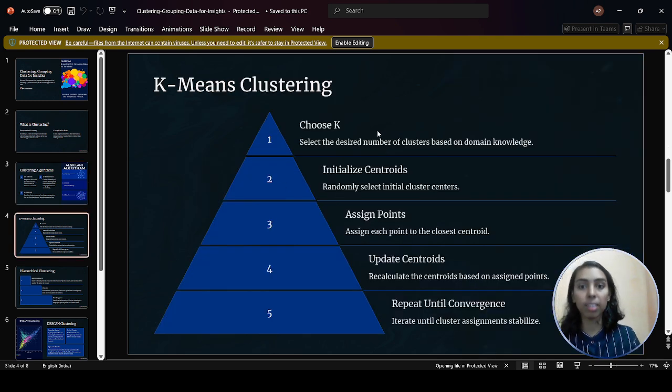Then what is k-means clustering? First, we choose k, selecting the desired number of clusters based on domain knowledge. Second, initialize centroids: randomly select initial cluster centers. Third, we assign points: we assign each point to the closest centroid. Fourth, we update centroids, recalculating the centroids based on assigned points. Fifth, we repeat until convergence: iterate until cluster assignments stabilize.